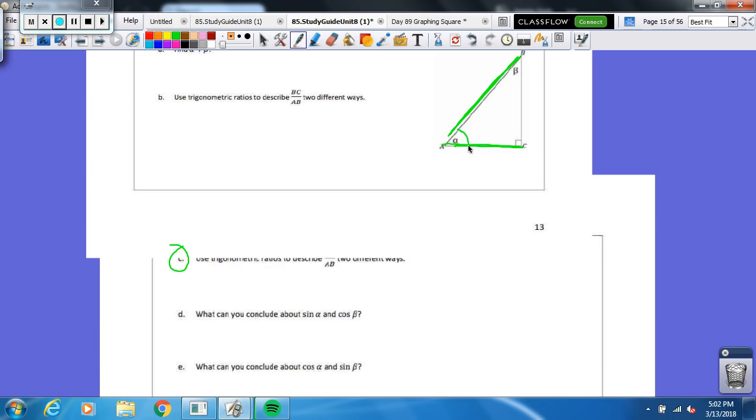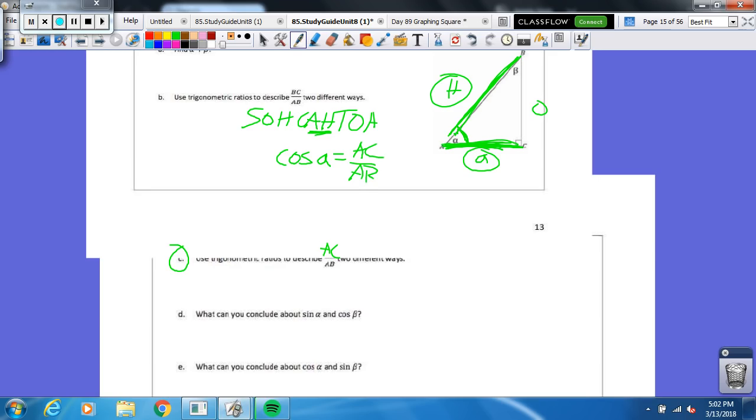So the first one, I'm looking here at alpha. What do I have? Oh, yeah. So this is going to be opposite, hypotenuse here, and adjacent. Okay, SOHCAHTOA. So I want AC over AB. So now if I'm looking at this, it's going to be adjacent over hypotenuse. Those are the two sides I want. So adjacent over hypotenuse, that's going to be, so the cosine of alpha equals AC over AB. Got it. Okay, what else do we need?